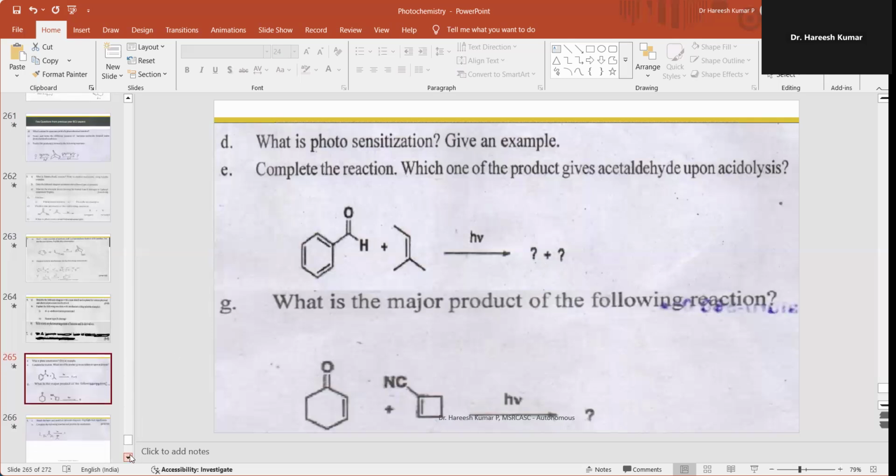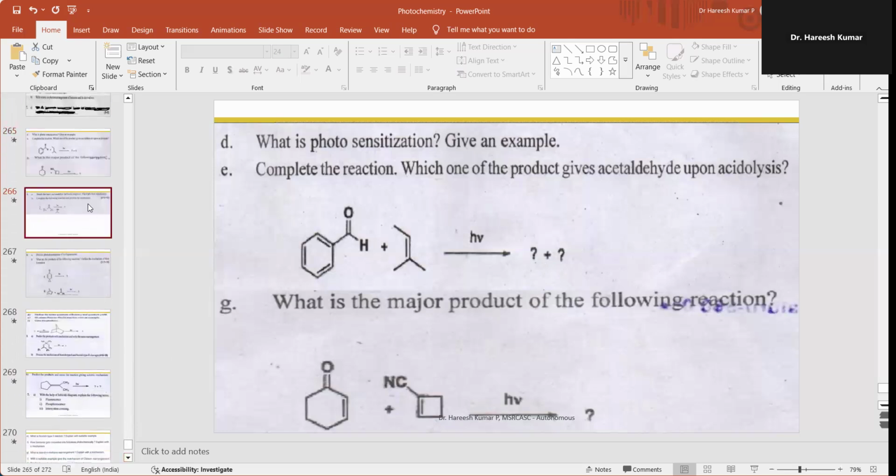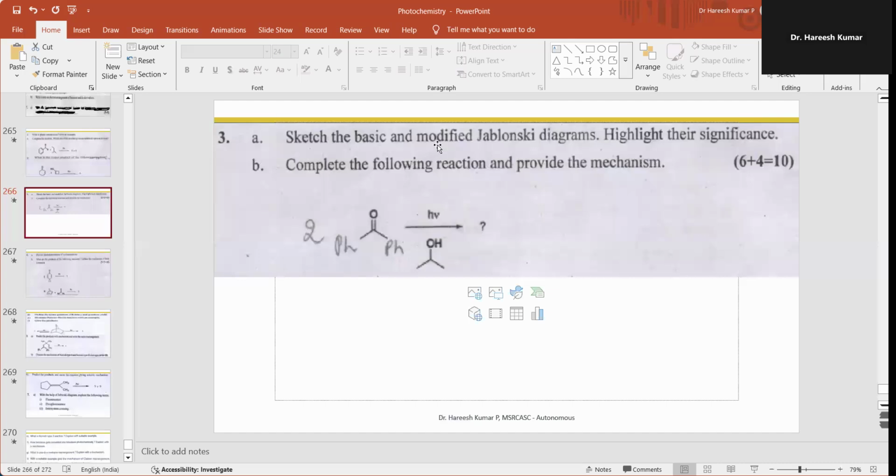I will go to the next slide. In the next slide, I am taking a few more questions. And here, sketch the basic and modified Jablonski diagram and highlight their significance. So that means you have to prepare the Jablonski question. A five-mark or six-mark question is very common in many of the previous year question papers. So you can prepare well for that.